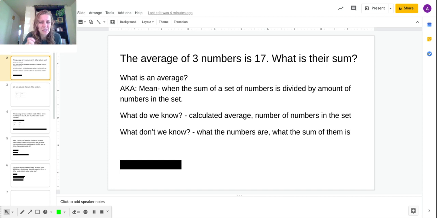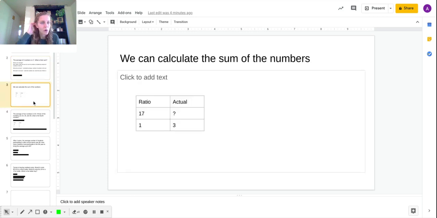So what we don't know is what the numbers are. And then it's asking us to find what the sum of them is. What is the sum? The sum is addition. So what are they when you add them all together? So I'm going to show you this in a table. It might make more sense not to use a table, but I would hope this would be familiar from the last couple of lessons.